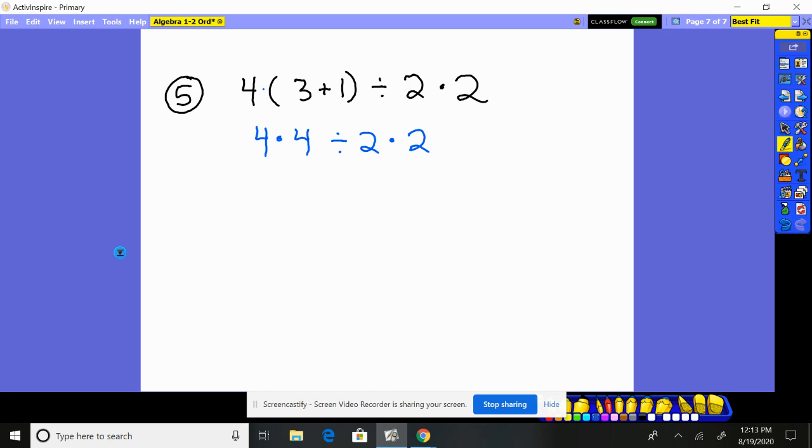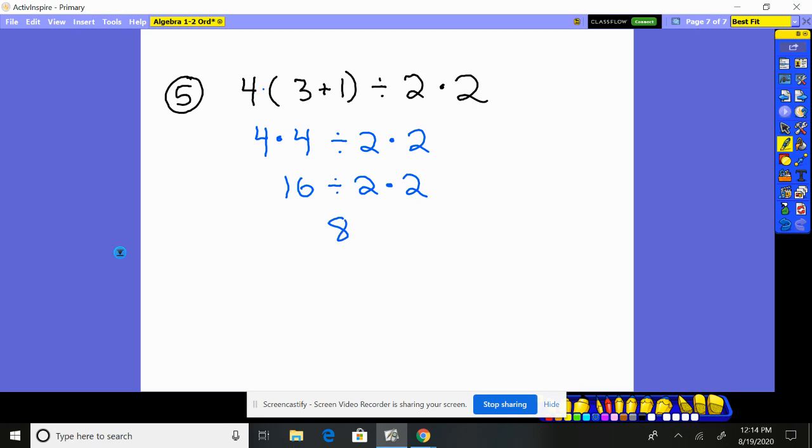Well, notice I have a multiplication, division, and multiplication. They're all of the same value. So we're going to do things in order as we see it, as we read, left to right. So I'll do the 4 times 4 first, which is 16, divided by 2 times 2. 16 divided by 2 comes first because we do it left to right. It's not more important, it's just that division and multiplication are of the same value. We do it in the order in which it came, left to right.